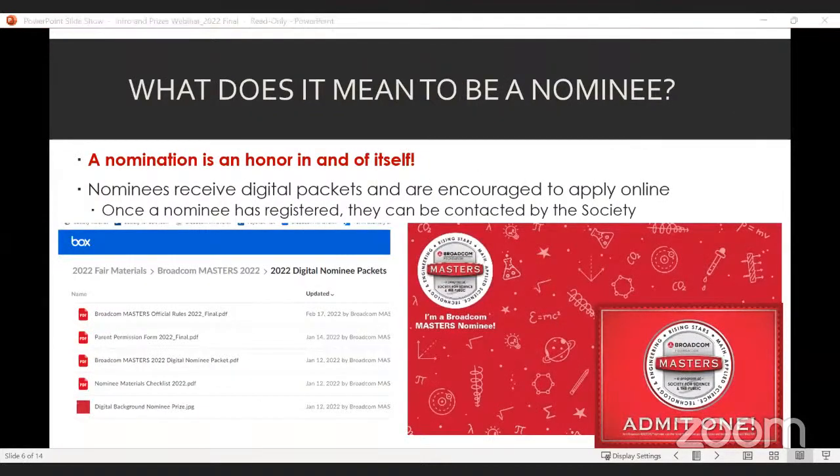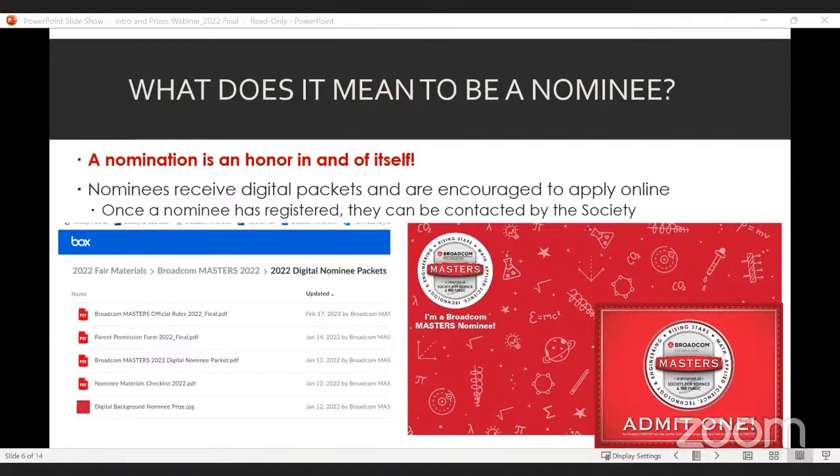What does it mean to be a nominee? Well, being nominated to apply for the Broadcom Masters is an honor in and of itself. Being a nominee means that you participated in a society-affiliated science fair and were selected as one of the top 10%. The fairs receive a suggested rubric for judging projects and selecting nominees, and you made the cut.